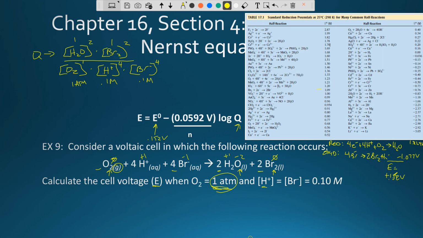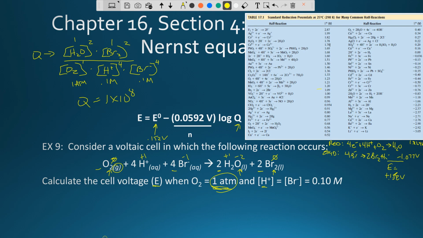Okay, so if I plug in those values, I end up with my Q value. Then, again, if I just plug in all of these things, I just multiply straight across, I end up with a Q value of 1 times 10 to the 8th. Again, it's just plug and chug, plug your numbers in there, you should be fine.